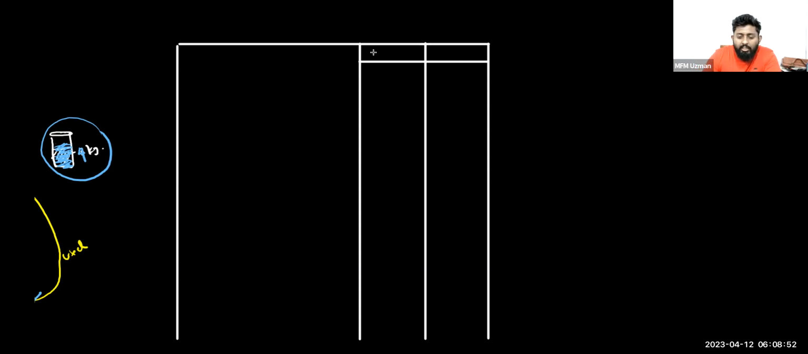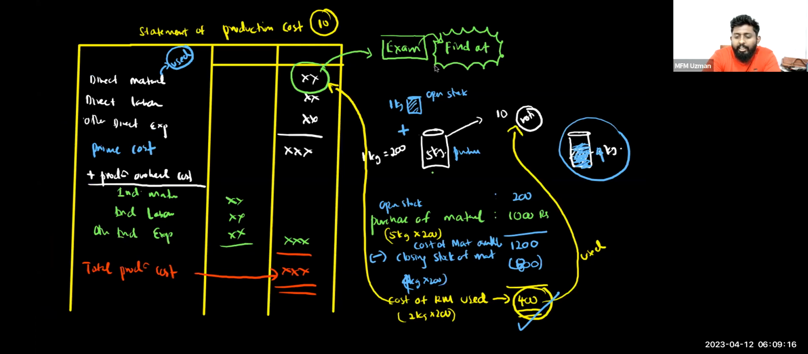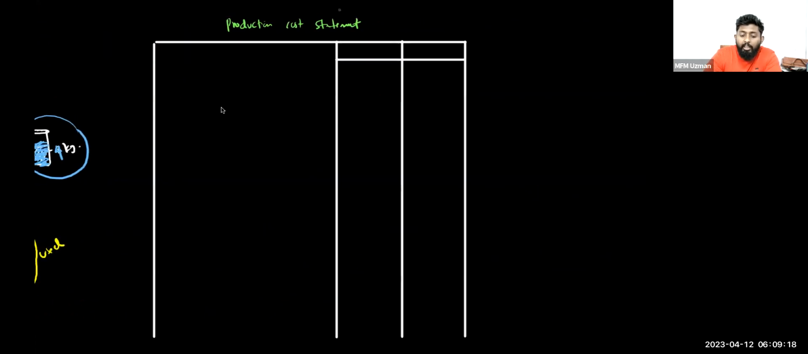Okay. So I'll show here, this is what you will learn at school. Here, production cost statement or statement of production cost, which is the same thing we wrote earlier. Look, guys, the examiner will not give you the direct material. He wants you to find out the direct material. So here we will say opening stock of direct material or raw material. Right here, direct material.